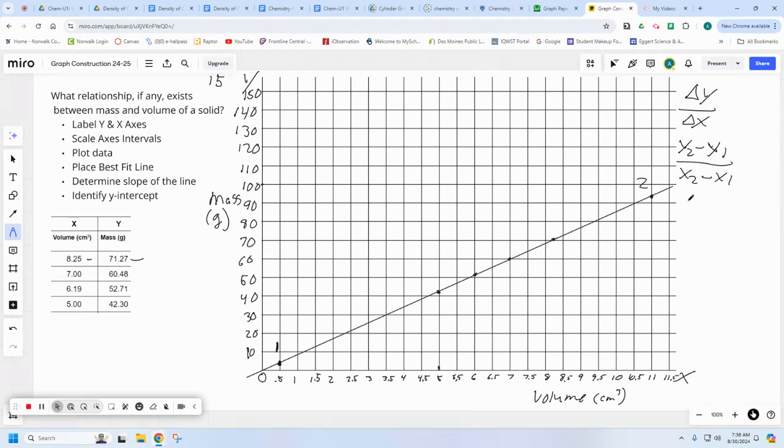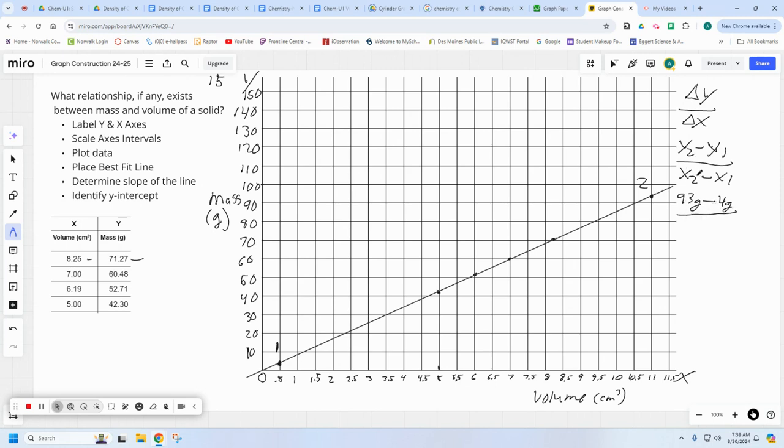And so now I'm just going to try my best to estimate Y2 and Y1, and I'm going to write them down with units. So if I trace over spot 2, it's not quite halfway between 90 and 100, so I might estimate this to be about 93 grams. So I'm going to write down 93 grams minus, and I'm going to go to spot 1 to get Y1. Now this one also is almost halfway, but not quite. I might call that 4. Some people might call it 3.